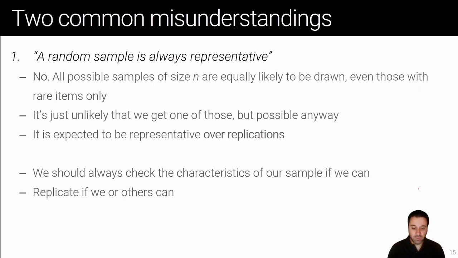Well, we should always try and check the characteristics of our sample if we can. If we know that the population has certain characteristics, then we should always try and check that our sample also has those characteristics. If we can, we should always replicate, so draw more samples so that we are sure that we just didn't get lucky or unlucky in a previous experiment. The point is, this process of randomly sampling from a population is expected to be representative over replications of the sample process. Given just one sample, we don't know.